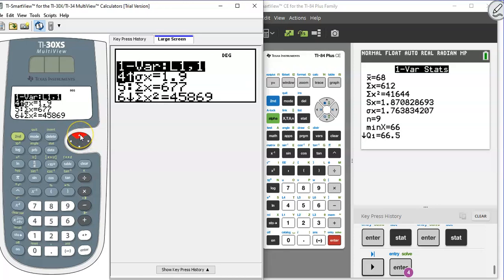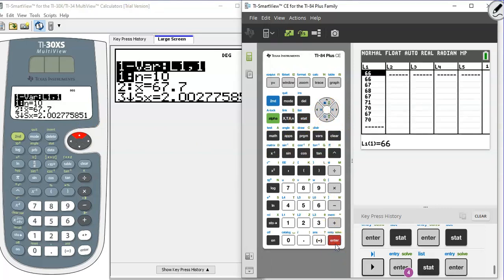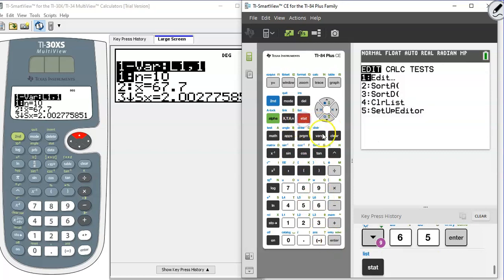Where's n? I skipped n, didn't I? Did I? N equals 10. So yes, I forgot a value again. So let's go back over here and enter. Now you guys see why I do this, right? Okay, so I got 66, 66, 65. Skip the 65, y'all. So I'm going to go down here and add the 65. Enter. Okay, let's see if we have the same values now.